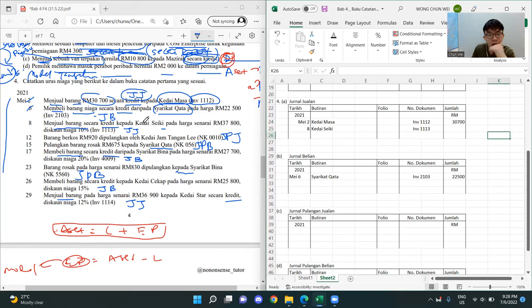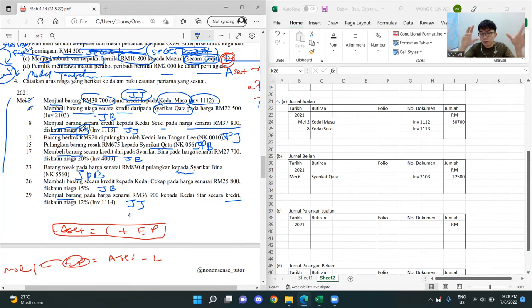Now this one you need to be a bit careful, you cannot straight away put the figure in. You read pada harga senarai 37,800. Ada discount niaga 10%. If you remember in chapter 3, documents, I told you that if there is a discount niaga and a harga senarai, then I have to minus out the discount niaga first. Then only I get the amount yang perlu dibayar, or I call it a harga invoice.